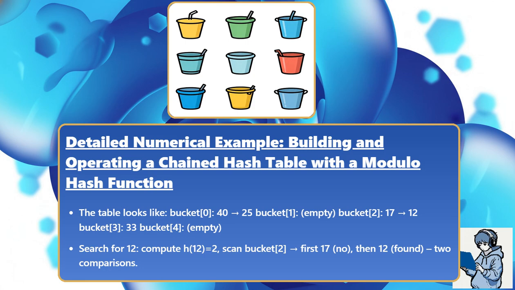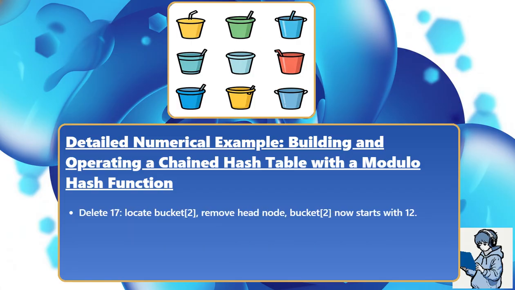Search for 12: compute h of 12 equals 2, scan bucket 2. First 17, not a match, then 12 found. 2 comparisons. Delete 17: locate bucket 2, remove the head node, so bucket 2 now starts with 12.